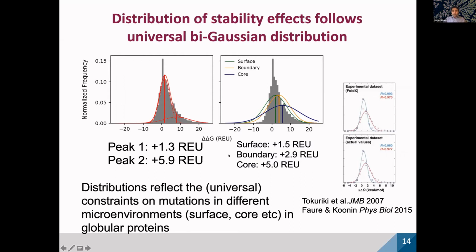And in fact, we were not the first ones to find this type of distribution. Others, including Danny Taufik's lab and Eugene Koonin's lab, have found these types of distributions in experimental data, as well as calculated stability changes upon mutations across proteomes. So these distributions that we found reflect a sort of universal constraint on mutations in the different protein microenvironments, given that proteins are globular, and depending on where the mutation is, that's going to have a different kind of effect.